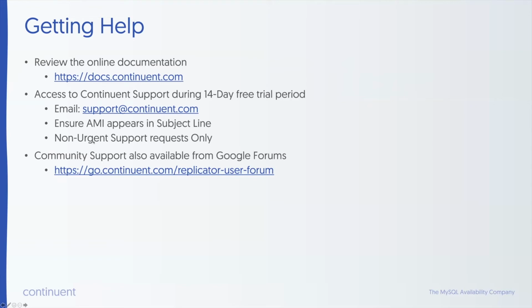Our support team is supporting many of our customers, and they may be placing urgent support cases that will need to get priority, because obviously they're in production. The 14-day free trial period is intended to be like a POC, and therefore we will help you, but you need to appreciate that it won't necessarily be for urgent cases. There's also some community support available from our Google forums, and you can get help from there.